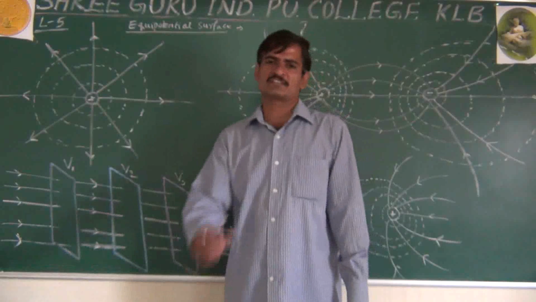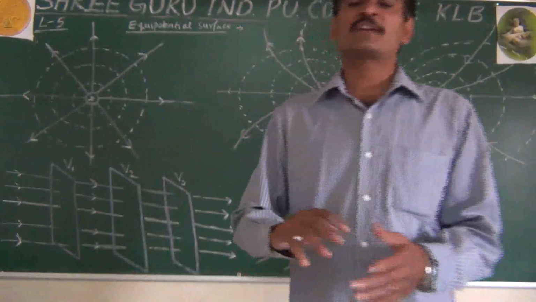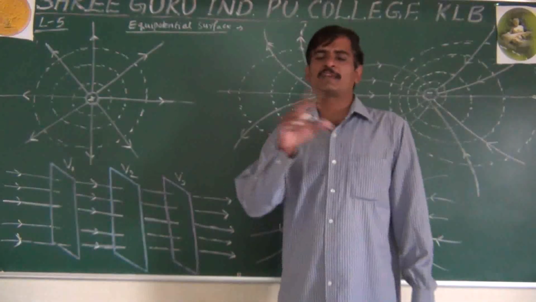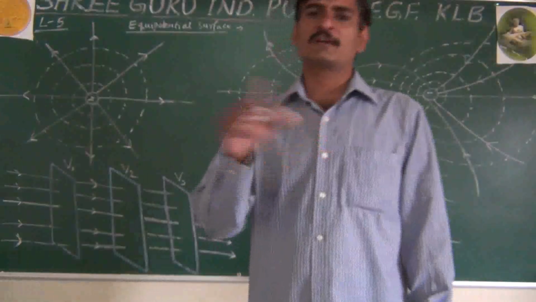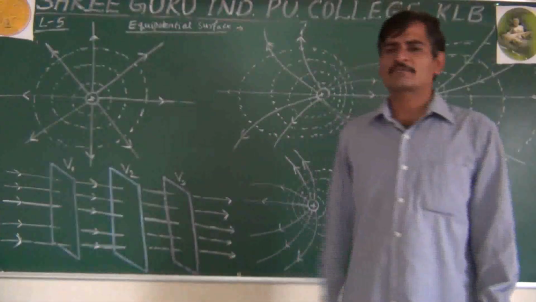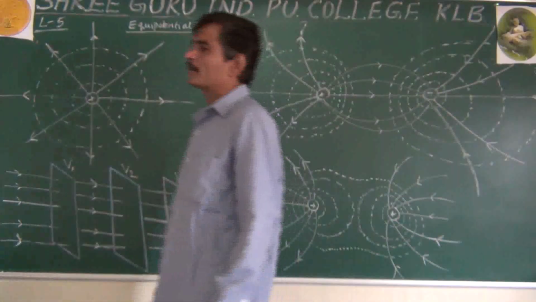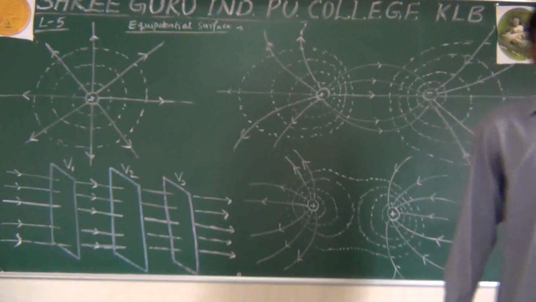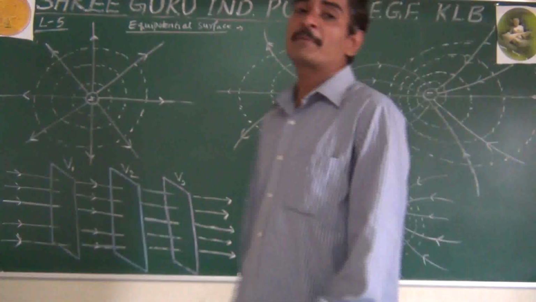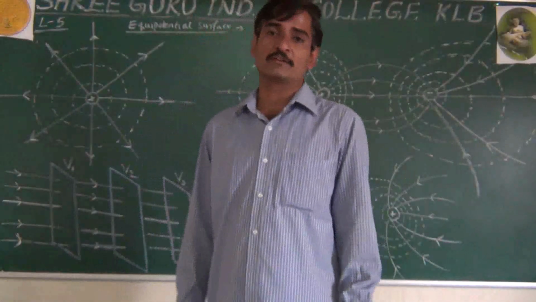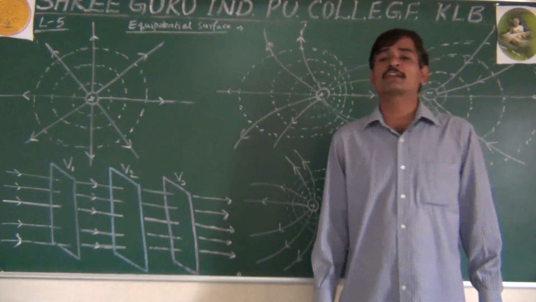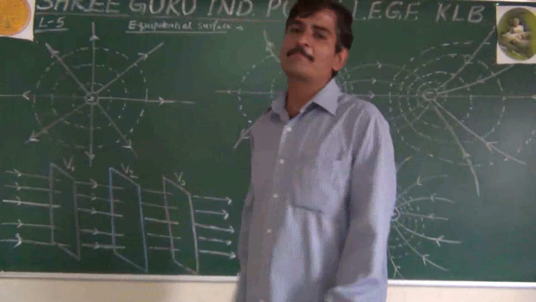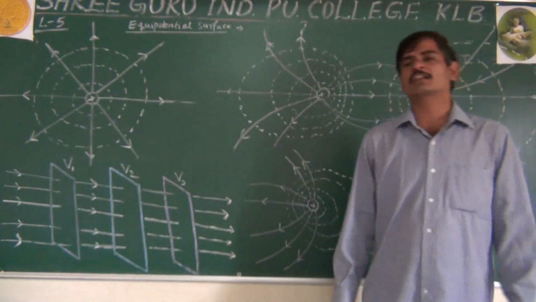Just a simple example: the surface of a uniformly charged conducting sphere is an equipotential surface. The formation of an equipotential surface depends on the nature of the charge distribution, and also on the type of medium, whether it is an isotropic medium or a non-isotropic medium.